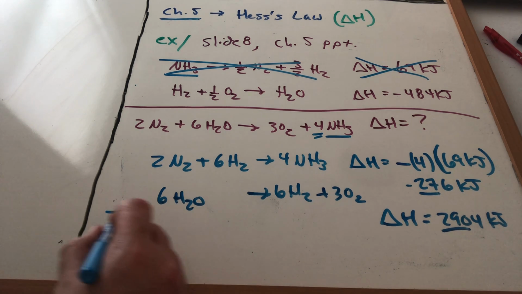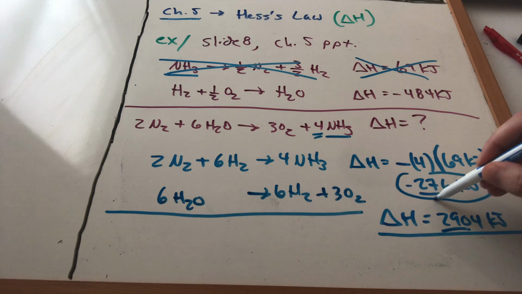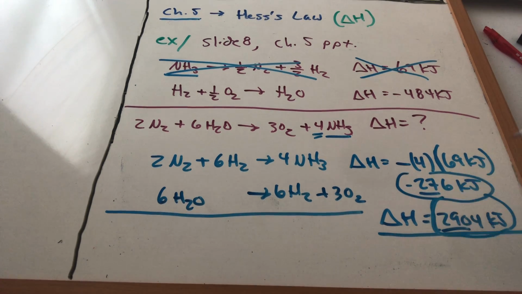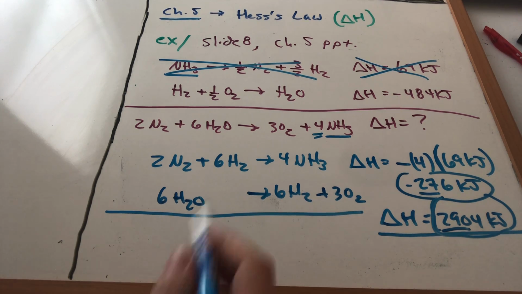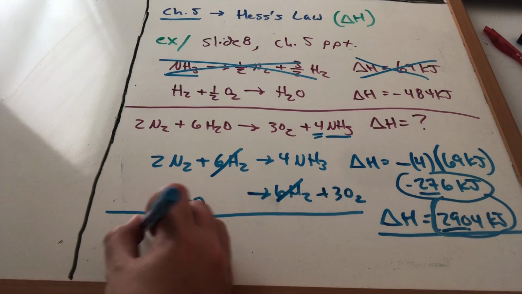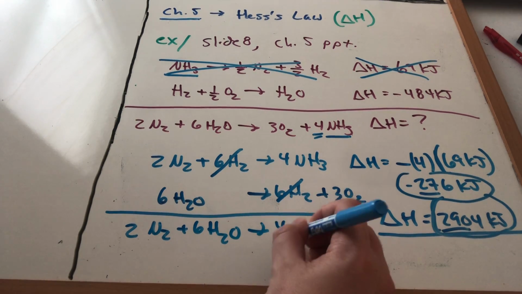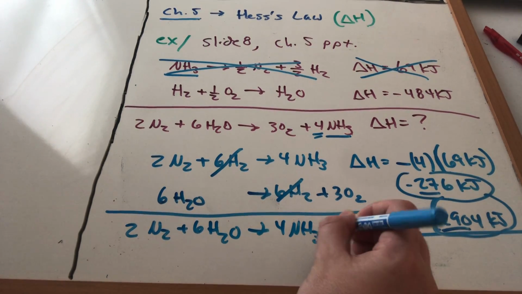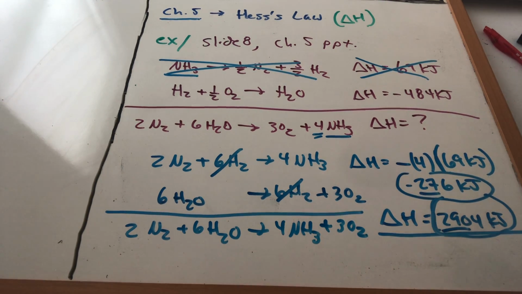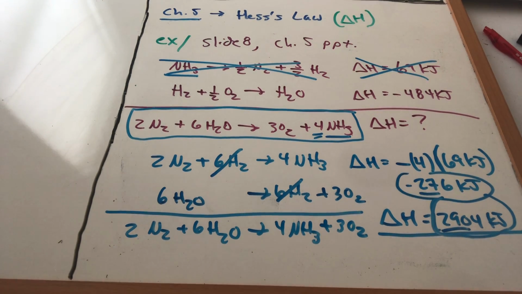Now what I can do is I can add these reactions together. And then I can get an overall delta H by adding the individual delta H's together, right? So let's just make sure we did this correctly in terms of our organization steps. See how there's 6 H2s here and 6 H2s here? These will cancel. I'm going to get 2N2 plus 6 H2O, yielding 4 NH3 and 3 O2. Does that look exactly like my target? And the answer is absolutely yes.